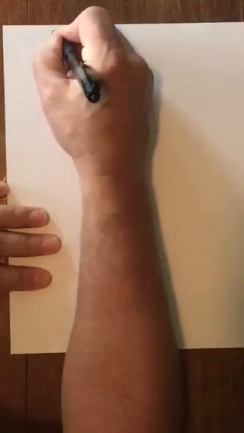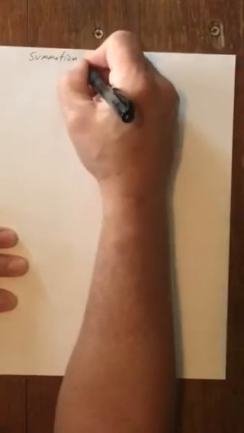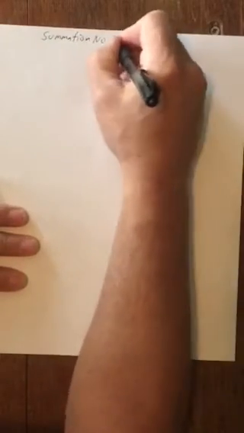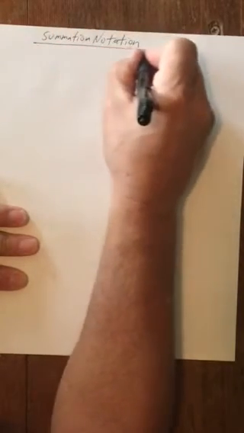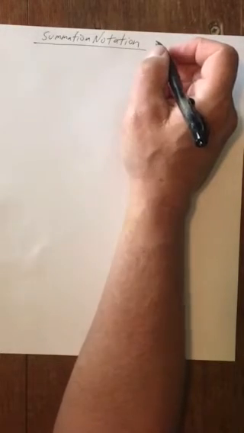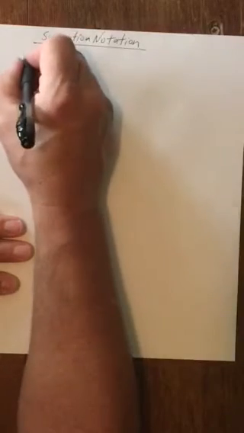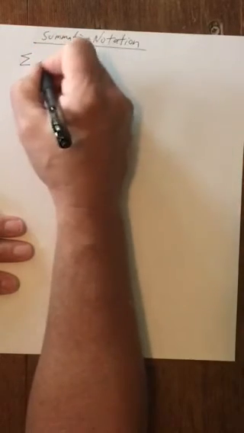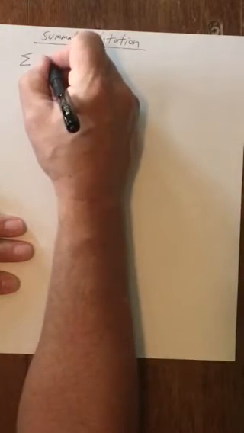All right, so today's lesson is on summation notation. And like the term says, it's a summation, so we're going to sum things. We're going to add some things together. The notation we're going to use is the capital Greek letter sigma.